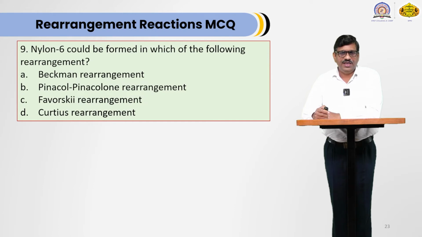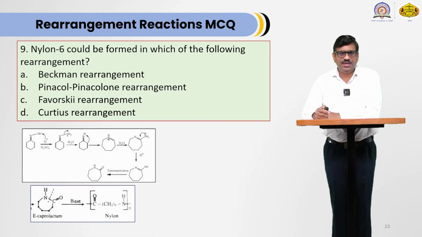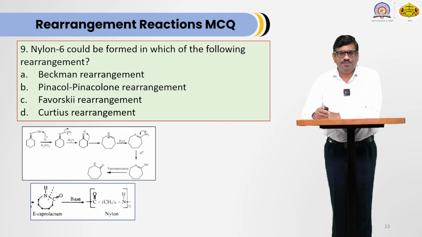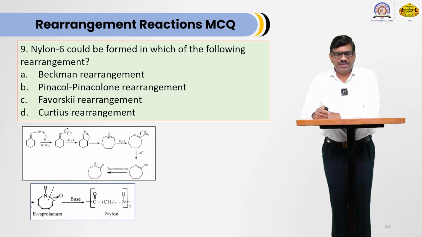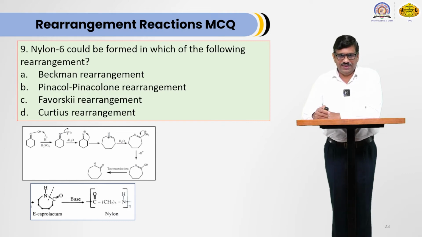Question number 9. Nylon 6 is formed in which of the following rearrangements? 4 options. Option A is Beckmann rearrangement, option B pinacol rearrangement, option C Favorskii rearrangement, option D Curtius rearrangement. This nylon 6 can be formed in Beckmann rearrangement. Let's see how it is formed. This is the mechanism of Beckmann rearrangement. In Beckmann rearrangement, there is formation of epsilon-caprolactam as a product, and when basic hydrolysis of this caprolactam is carried out, there is formation of nylon as a product.